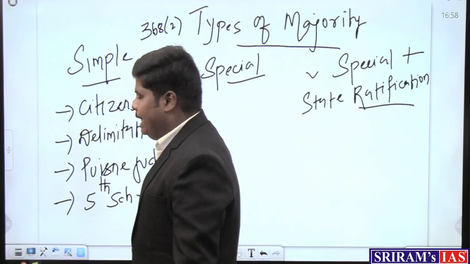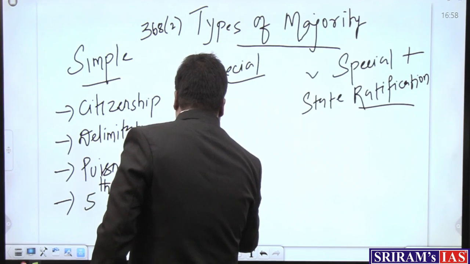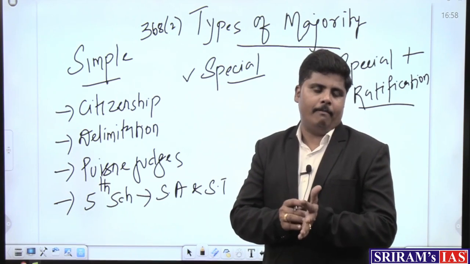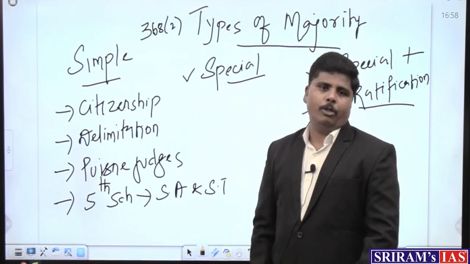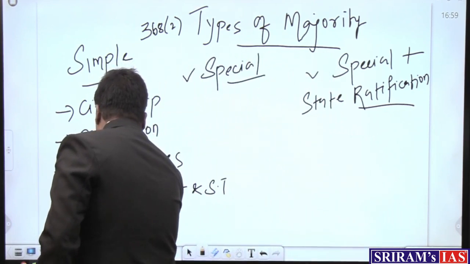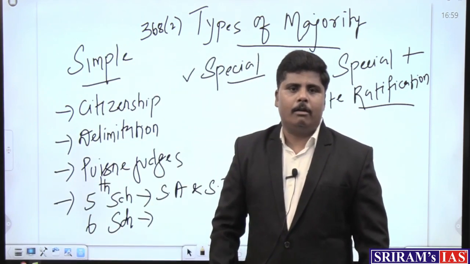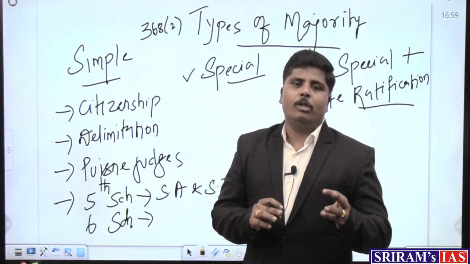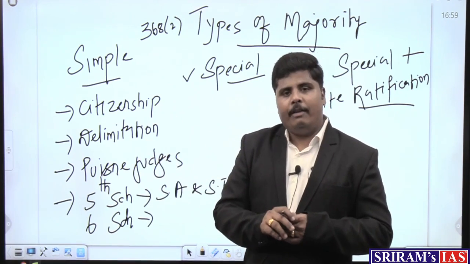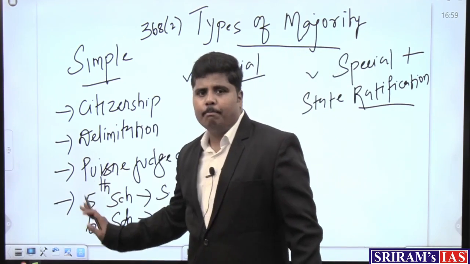So, the 5th schedule will deal with what? Scheduled areas and scheduled tribes. Scheduled areas and the scheduled tribes will be subjected to this particular 5th schedule. Then we can just move on to the 6th schedule. Again, it is the content relating to the tribal people. So, 5th schedule, 6th schedule, delimitation, citizenship, the puisne judges, or even admission of a state, all those content put together will be coming under the element of simple majority.